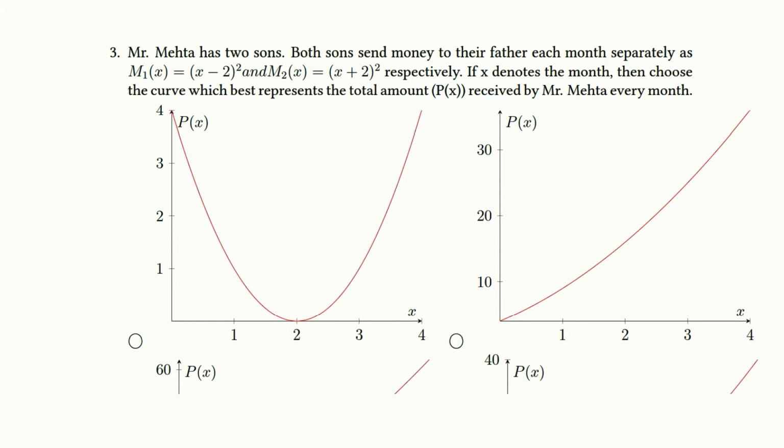Third MCQ is, Mr. Mehta has 2 sons. Both sons send money to their father each month separately, as m1 of x equals (x minus 2) whole square and m2 of x equals (x plus 2) whole square. This is the amount sent by the first son with respect to the month, and m2 of x is the amount sent by the second son to Mr. Mehta. If x denotes the month, then choose the curve which best represents the total amount p of x received by Mr. Mehta every month.